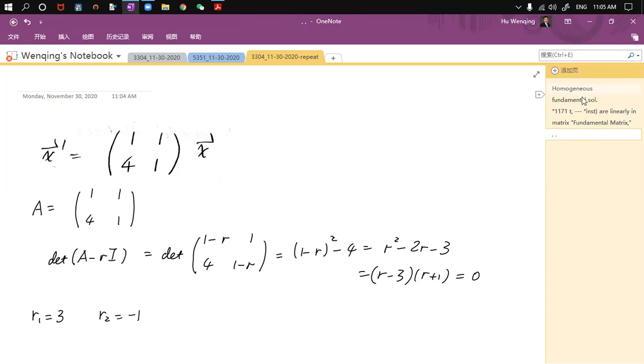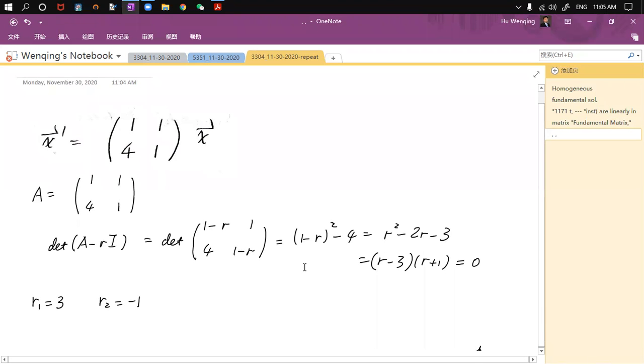Now, corresponding to 3, you would like to calculate those vectors. That means corresponding to 3, you want to calculate the eigenvectors.